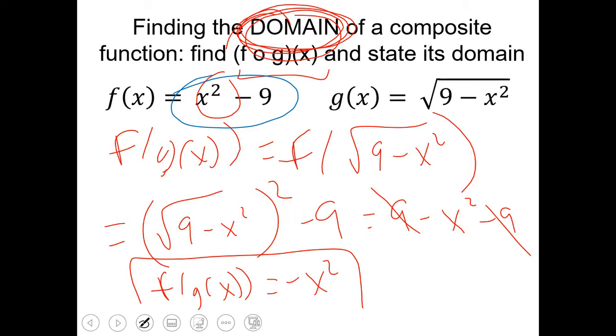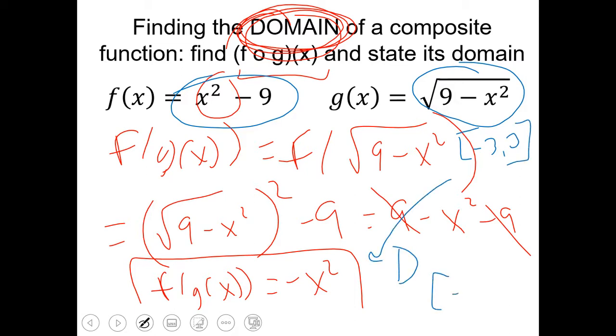If you go to the g function, you do have restrictions. You can't put anything you want in there. You can put in 3. You can put in negative 3, but then you can only put in the values between them, because if you put in anything bigger or smaller, you're going to get the square root of a negative, which is not possible. So because the domain of g is negative 3 to 3, the domain of your final composite also has to be negative 3 to 3.